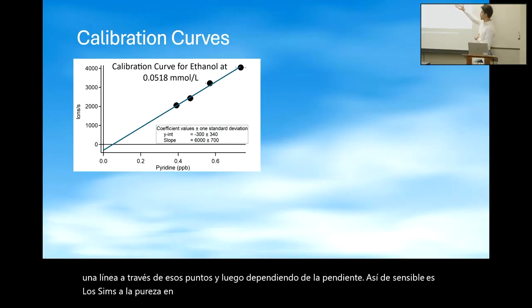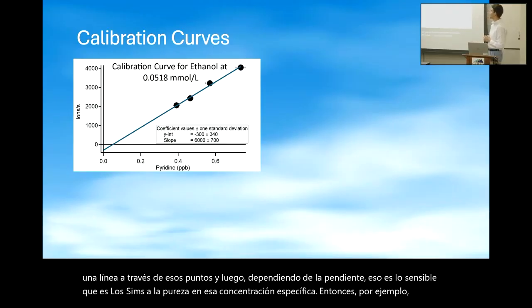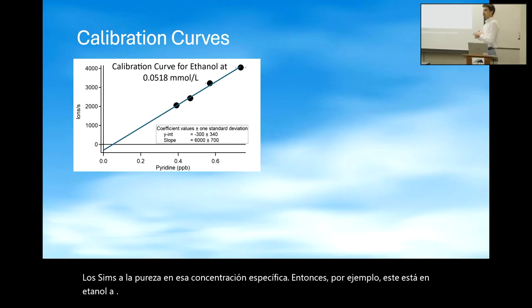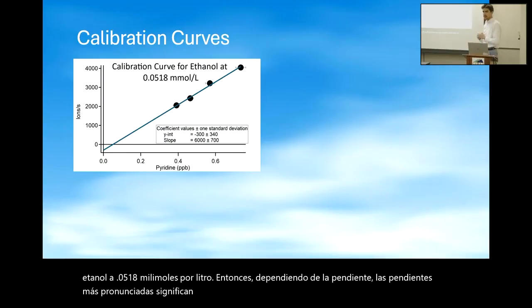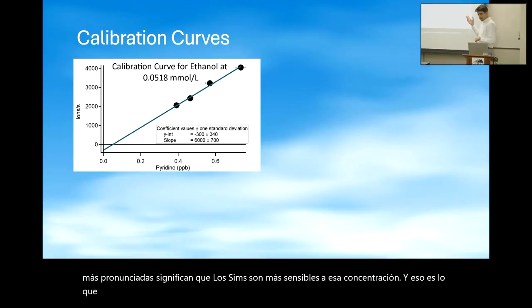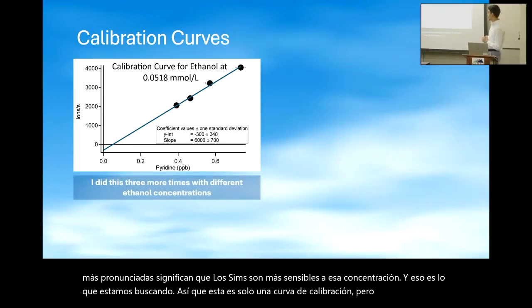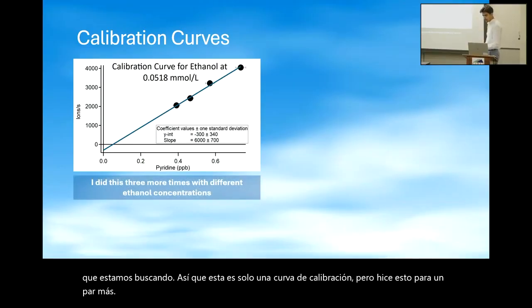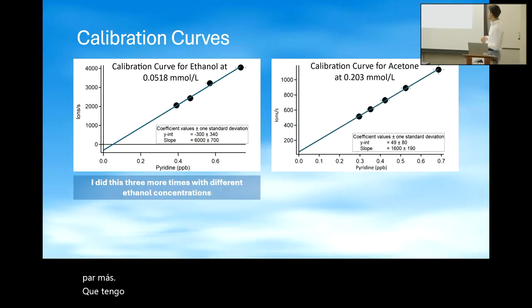concentration. So for example, this one's at ethanol at 0.0518 millimoles per liter. Steeper slopes mean that the CIMS is more sensitive at that concentration, and that's what we're looking for. So this is just one calibration curve, but I did this for a couple more concentrations and I got more calibration curves. And then I also did the same thing for acetone.